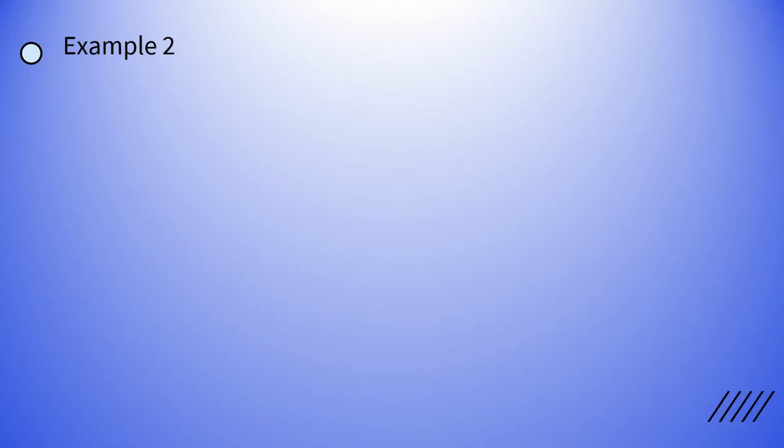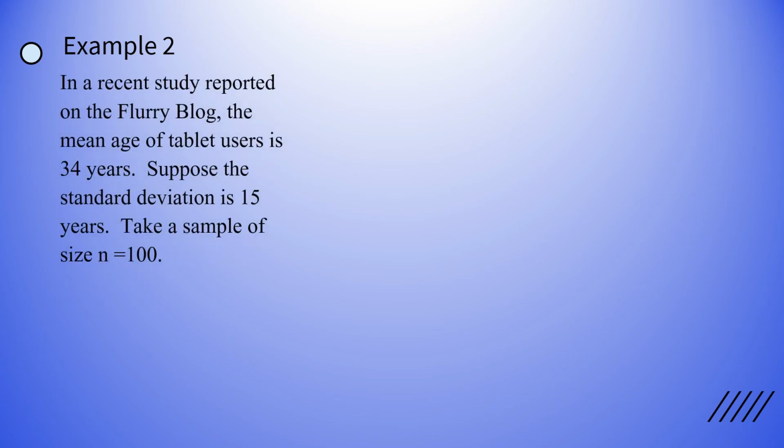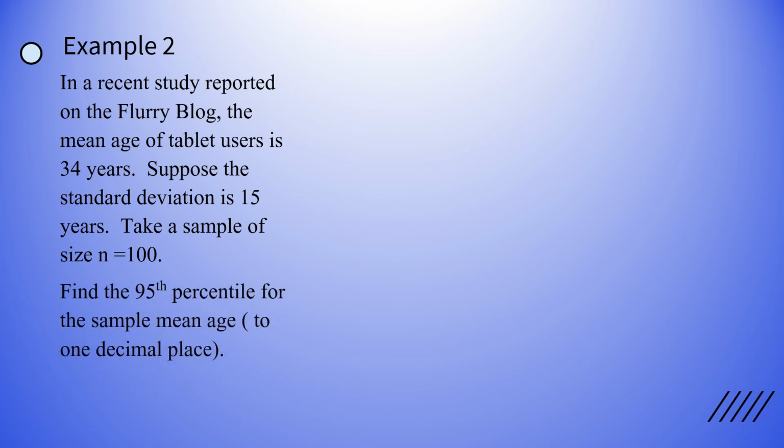In our second example too, it talks about a recent study on the furry blog. It says the mean age of tablet users is 34 years. The standard deviation is 15 and the sample size is 100. We are trying to find the 95th percentile for the sample mean. 95th percentile means 95% of people are less than this value.